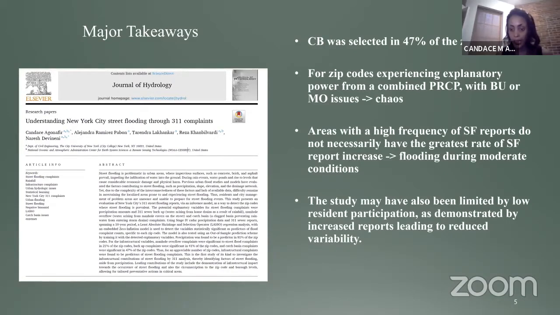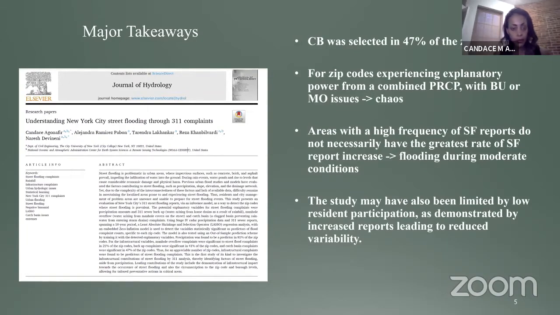So we found that catch basin complaints were selected in 47% of the zip codes. And catch basin infrastructural issues are of noteworthiness since they directly lead to street flooding if they are not working properly. Now, for zip codes experiencing explanatory power from a combined precip with a backup or a manhole overflow issue, this signifies a chaotic condition where it is not only raining and the streets are flooded, but internal drains are being overwhelmed and working in reverse order.